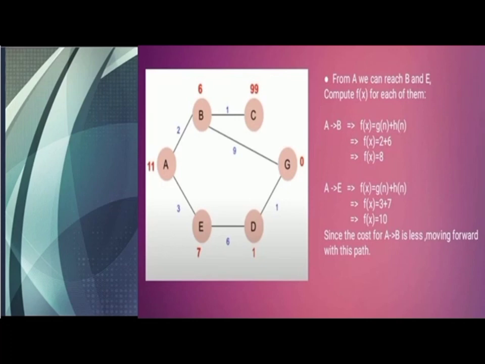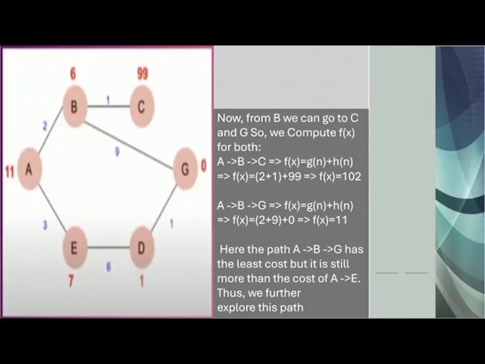So, if we sum it, the f of x will be 10. Here, the cost for the path A to B is less. So, moving forward by considering this, now from B, we can go to C and G also. So, we compute the f of x for both the values.